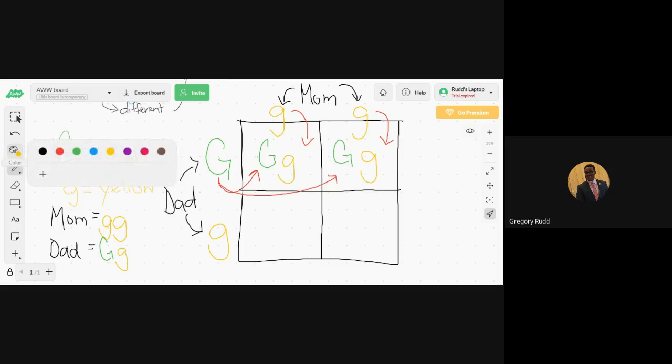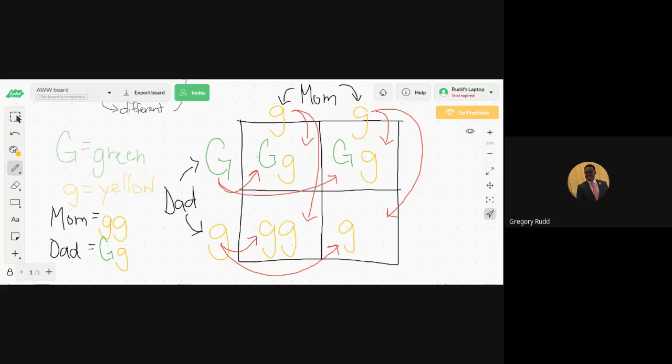Now down in the bottom row of my Punnett square, dad has a recessive allele. He's got a lowercase g. So I'm going to put this g here and this g here. So that gives me two lowercase g's in this case. And then take this g and put it over here. Take this g and put it over here. So again, two lowercase g's.